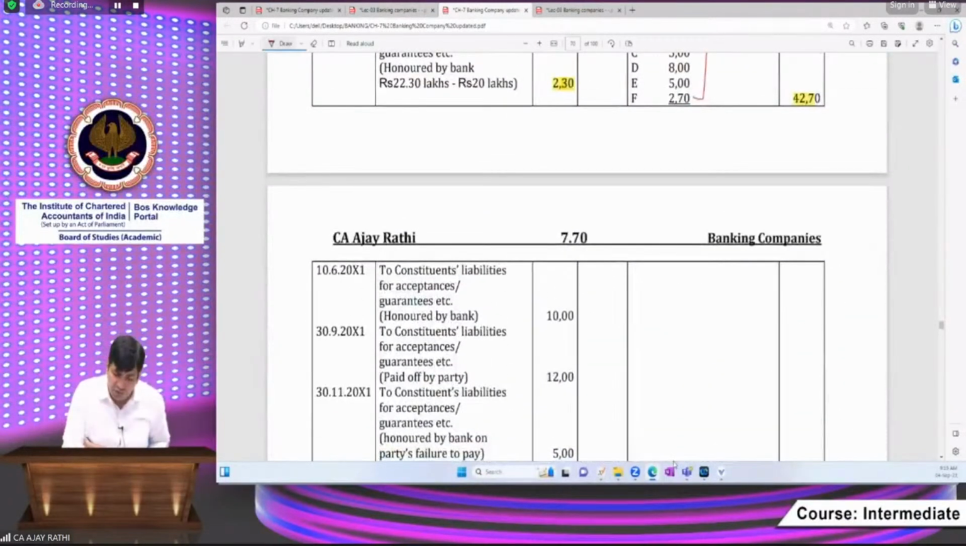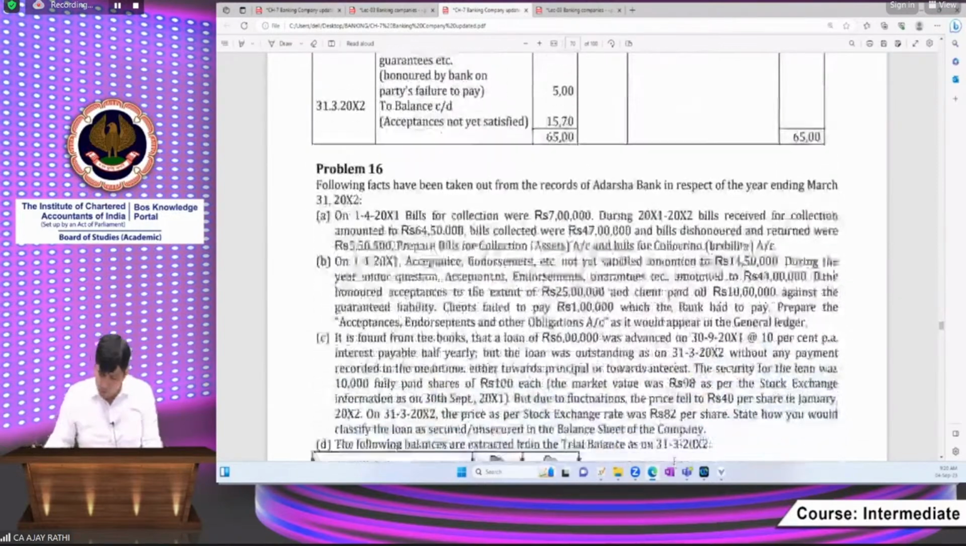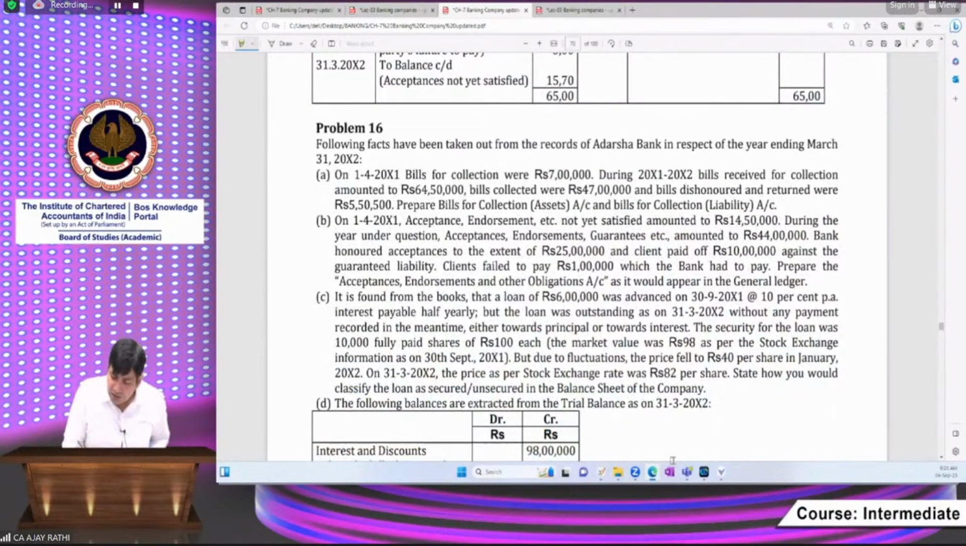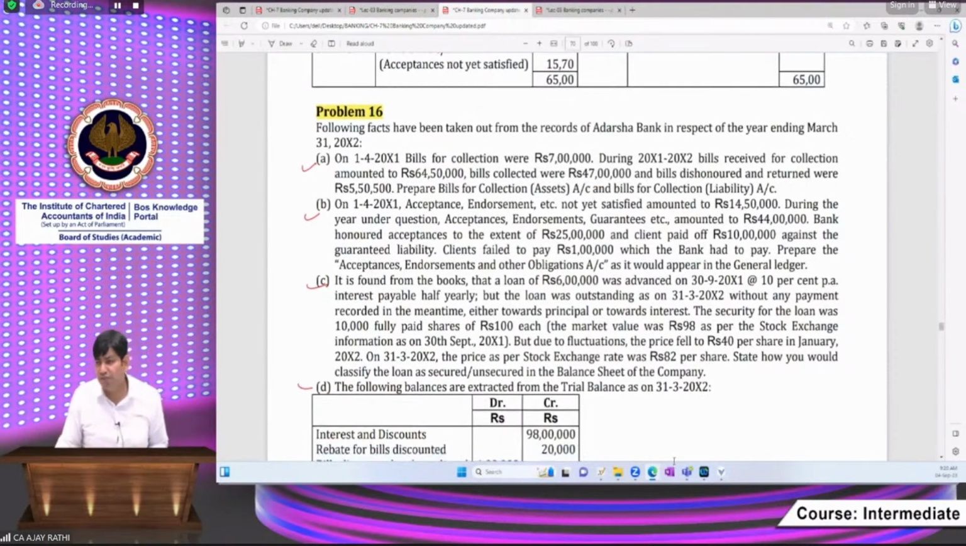Okay, let's do one thing. Solve this question in homework, and I'm going to discuss with you all some of the important questions so that you may be able to handle the question. See, problem number 16 is there, where you will be having 3 to 4 types of questions in a single question. Please discuss this.